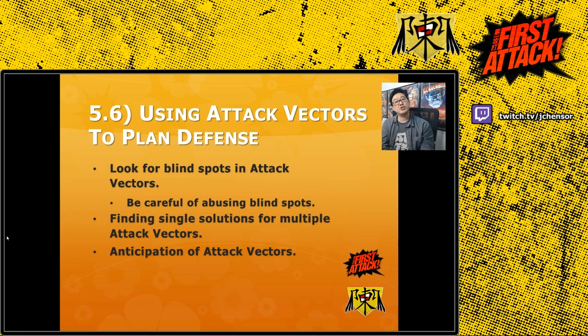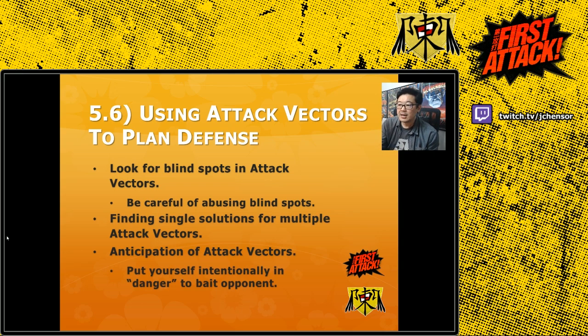So what you can do is purposely put yourself into the precise range of your opponent's attack vector so that they will try to use that move, because you have something all ready to defeat them. Yeah, exactly. Put yourself intentionally in danger to bait the opponent. So let's talk about these one by one.